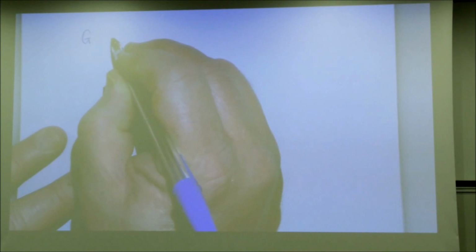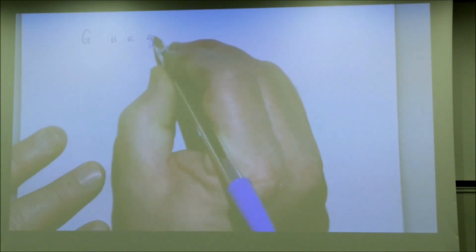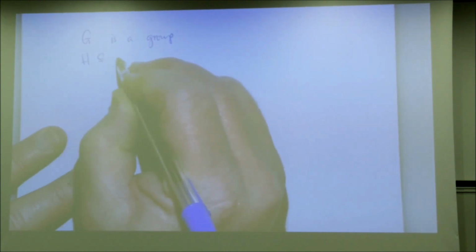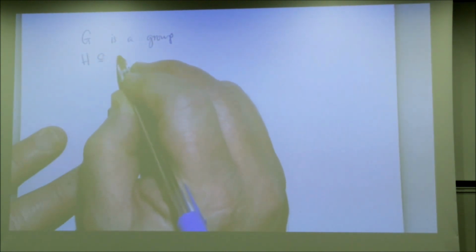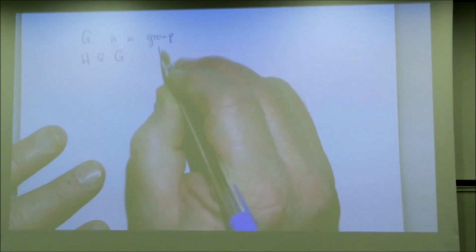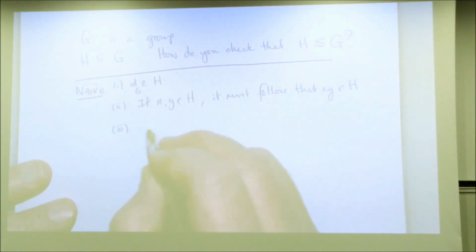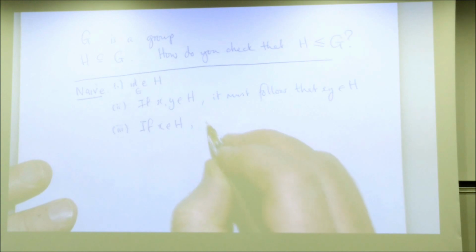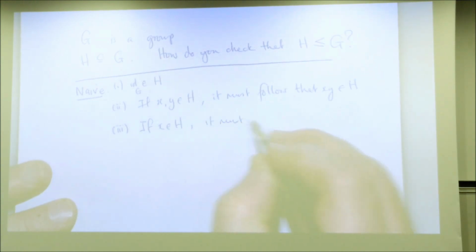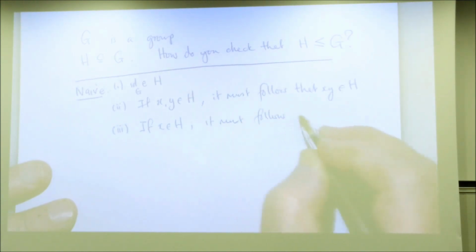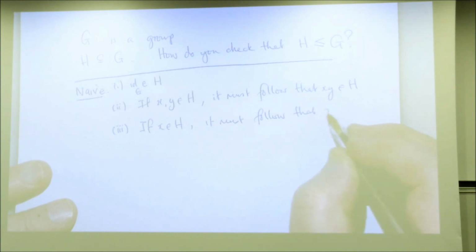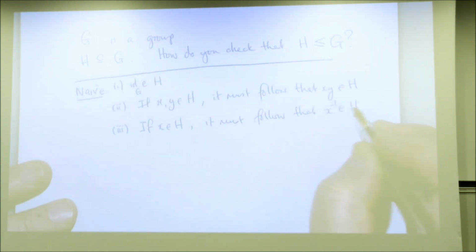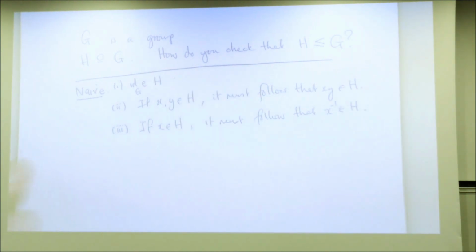Suppose that G is a group, and H is a subgroup. H is a subset of G. Also, it must follow that x inverse is in H. Three things to do.